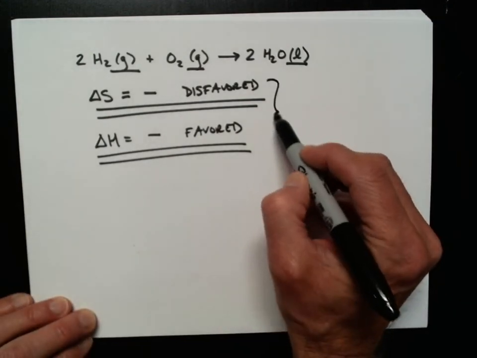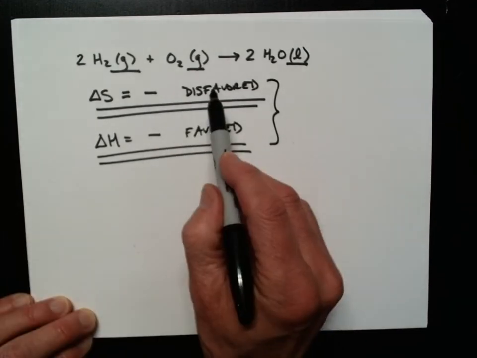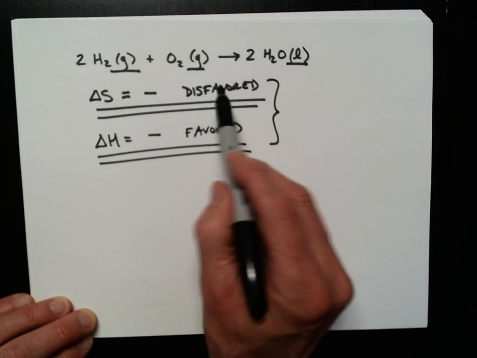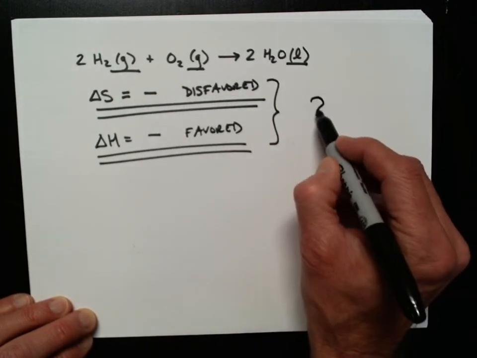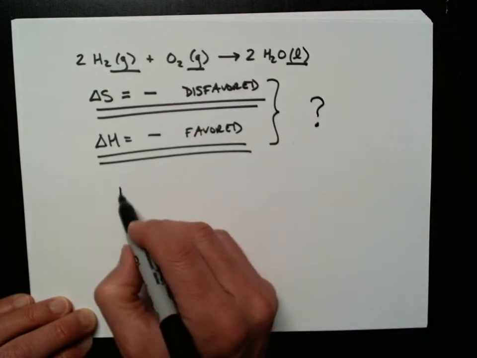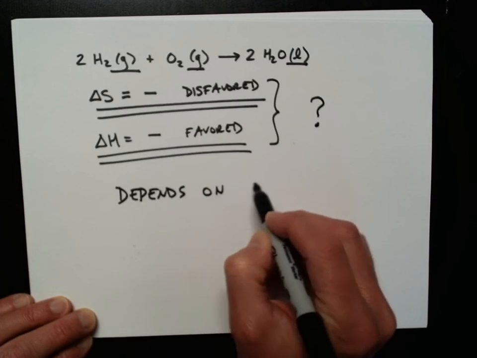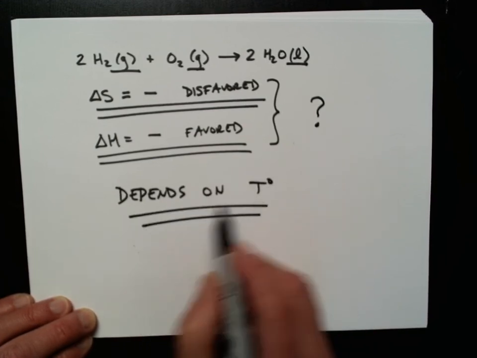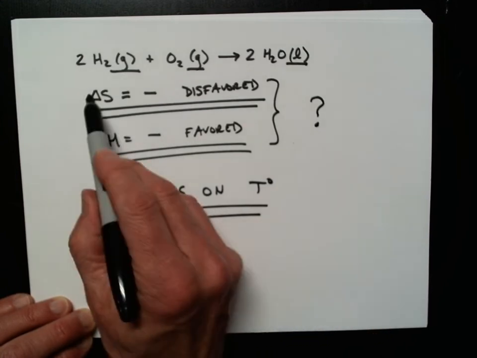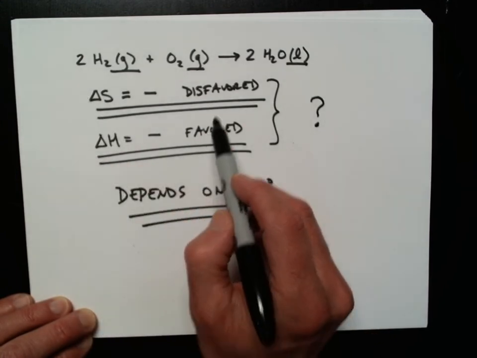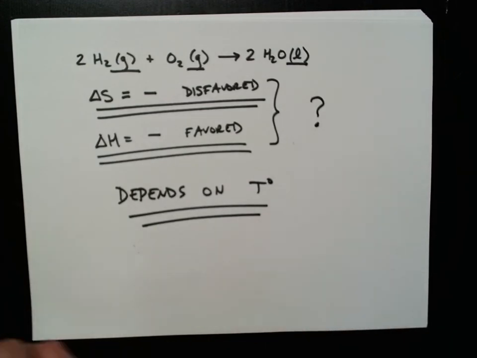So in this particular case, where the signs are the same, one process ends up disfavoring the overall reaction while the other one favors it. So in this case, we don't really know. It depends on temperature. And in the next lecture, we're going to talk a little bit more about how we can determine whether a process that's favored in one case and disfavored in another, how we determine which way it's going to go based on temperature.